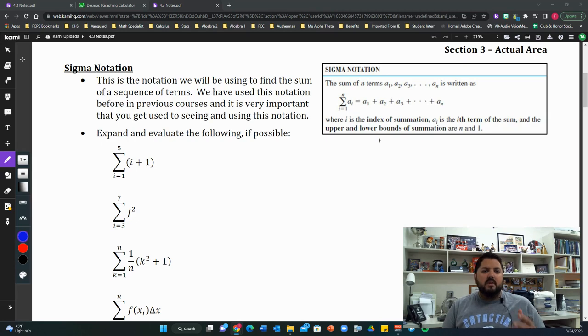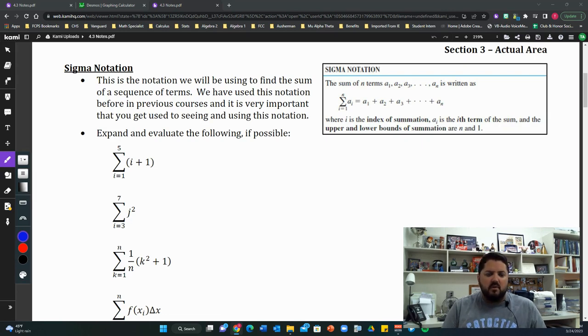Now sigma notation is something that you would have seen in pre-calculus already. It's a way of representing the summation of a bunch of terms in a sequence that follow some kind of pattern. So we're going to review a little bit about how the sigma notation works, because we're going to need to use this in the process for calculating the actual area.